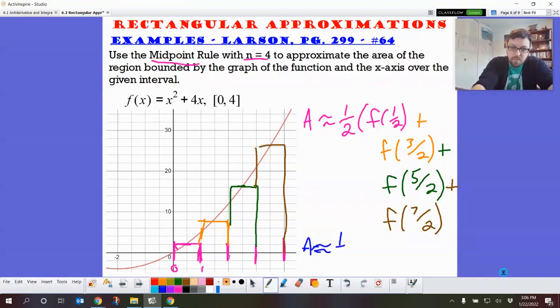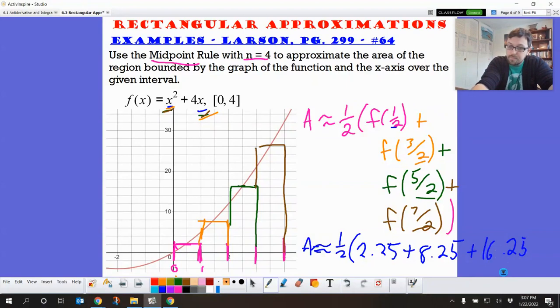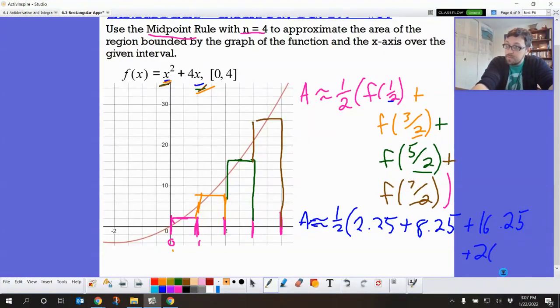The area is approximately 1/2, and by the way, all these are being multiplied by 1/2. Now it's just a matter of plugging 1/2 into there, 3/2 into there, 5/2 into there, and then 7/2 into there. I'm going to cheat because there's no reason to spend a lot of time calculating all those. So f of 1/2 is 2.25, plus 8.25, plus 16.25. I did this before, so I'm just cheating. Plus 26.25. So when you calculate all that out, the area is approximately 53.